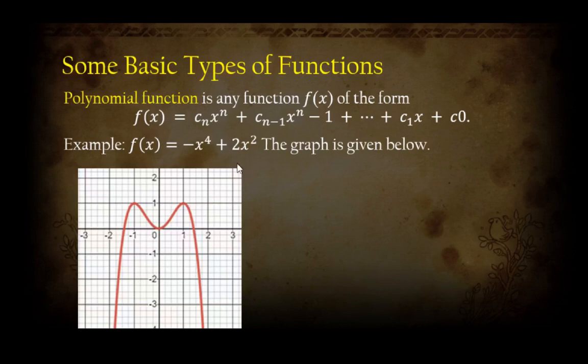This is an example of its graph, a sample of a polynomial function. By the way, as you can see here, its given highest degree is more than 3. So this is the graph. And the domain and range are all real numbers. Okay? So we have to take note that for polynomials, if there is no restriction, the domain and range are all real numbers.